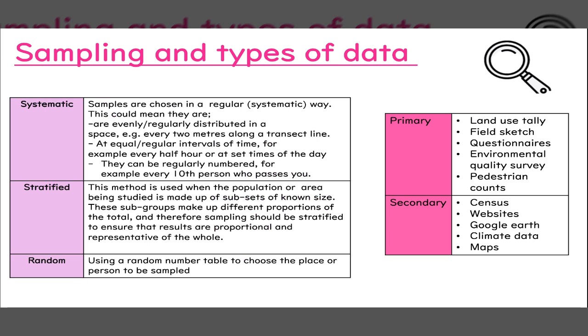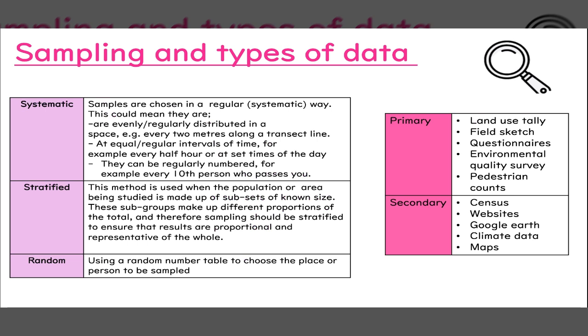So if we're thinking about schools, different year groups, but those different year groups might have different amounts of pupils in them. So it's making sure that they are proportional and representative of the whole. And then random, so you might use a random number table to choose a place or a person to be sampled.